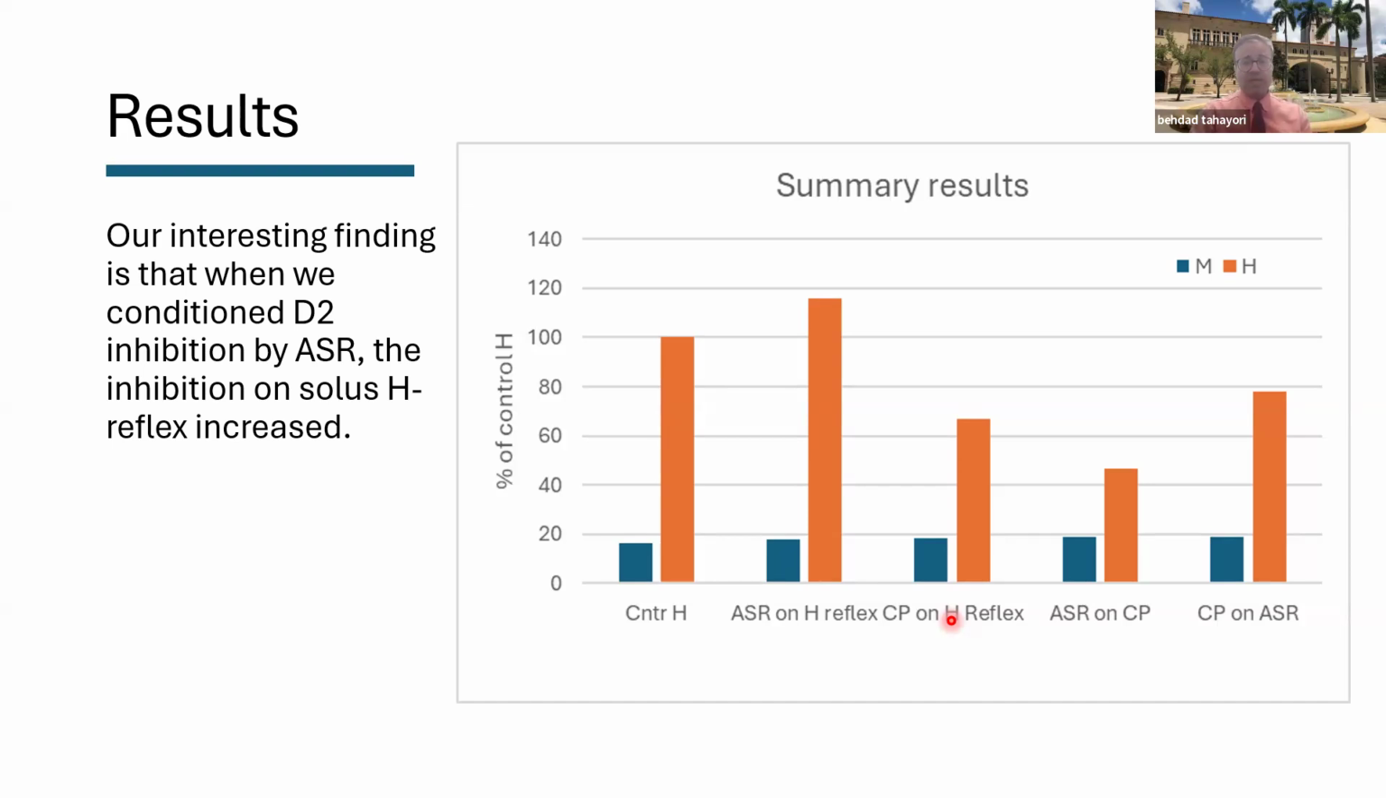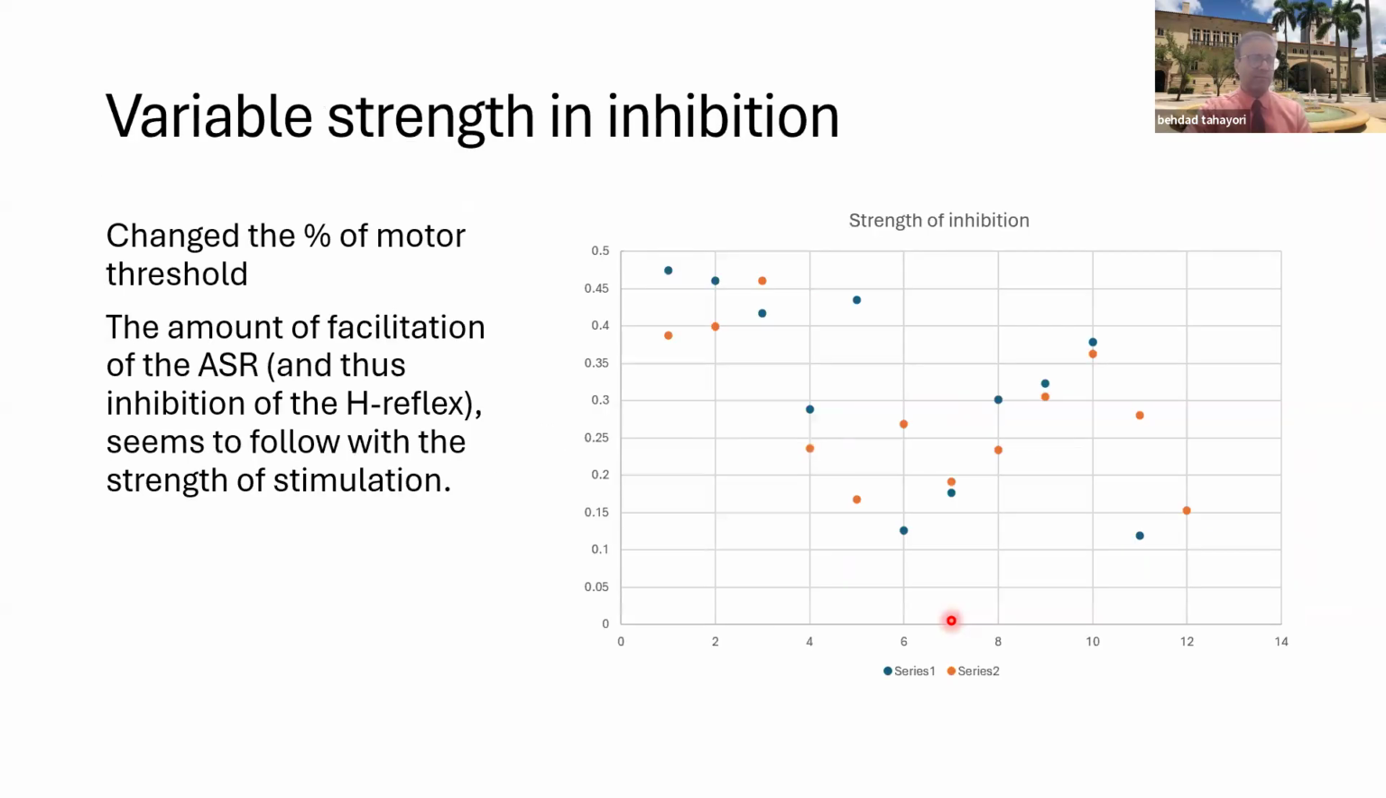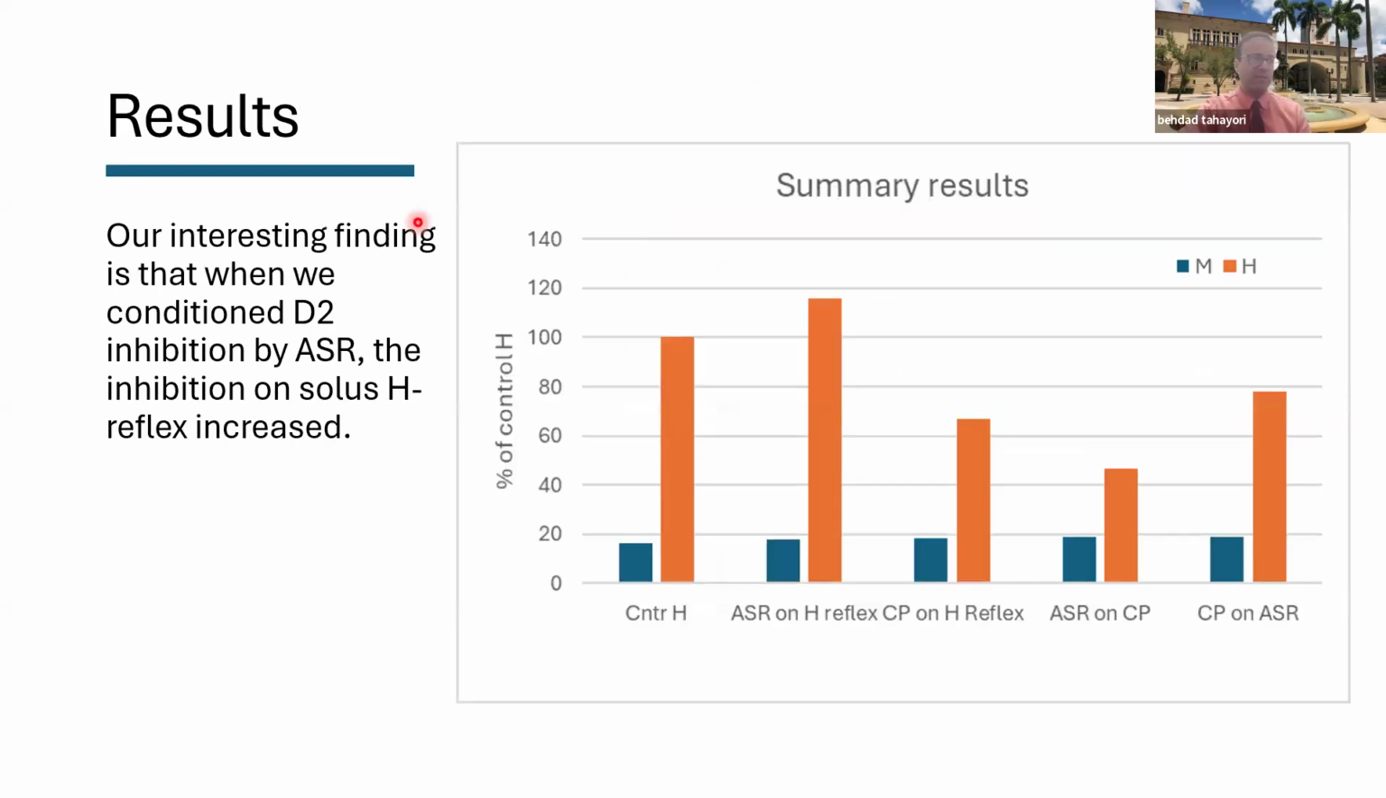This might be an indirect evidence for presynaptic inhibition. If we see a non-linear relation, that is most probably more in favor of a presynaptic mechanism. Right now, this is data from just one subject. So the previous one, we have collected data from 24 people.